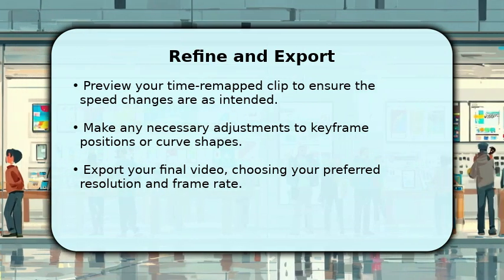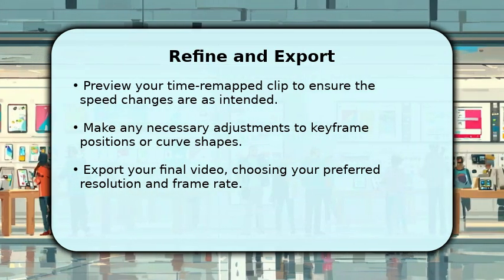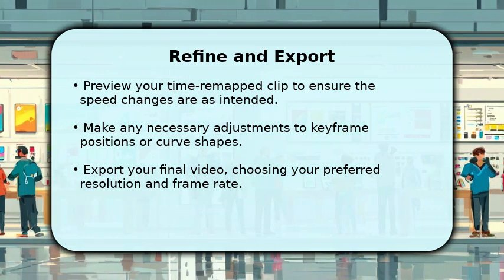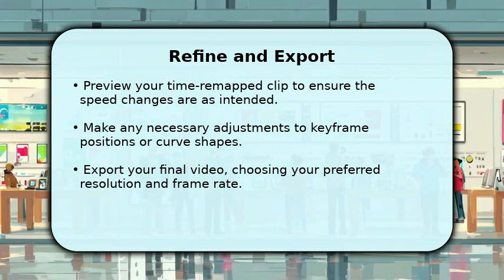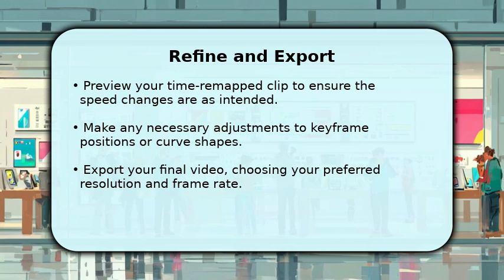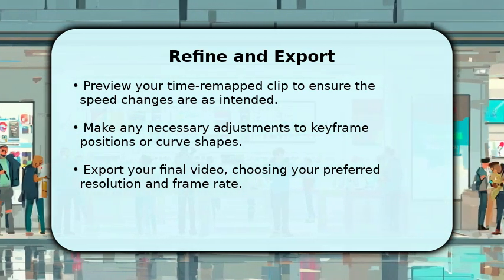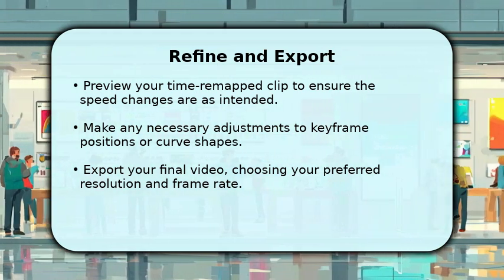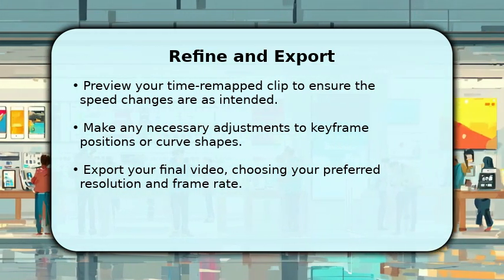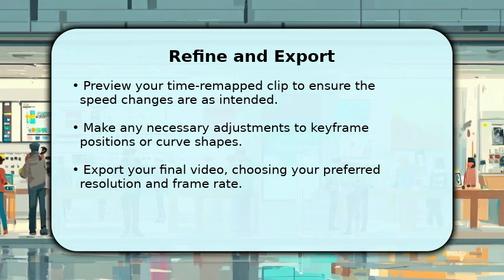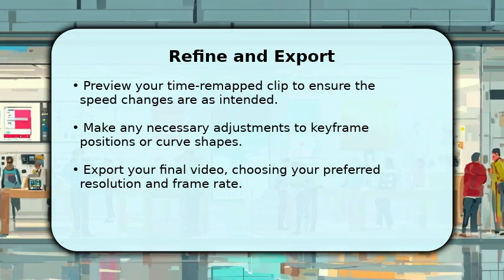Play through your clip multiple times to ensure the time remapping flows perfectly and achieves your desired effect. If anything looks off, simply adjust your keyframes or refine the curve shapes. Once you are completely satisfied, proceed to export your video. Select your preferred resolution, such as 1080 pixels, and frame rate, like 60 frames per second, for a high-quality output.